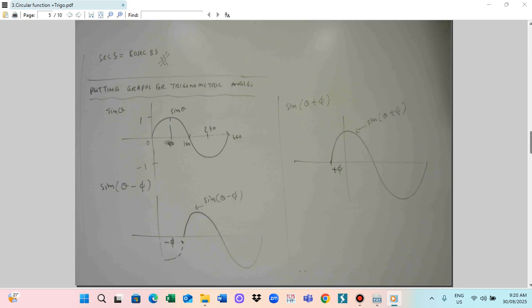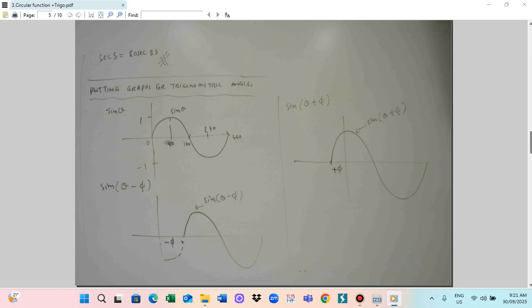Sine(theta minus phi) should not start at 0. This one starts coming out after the angle phi. So this is sine(theta minus phi). And similarly, sine(theta plus phi).